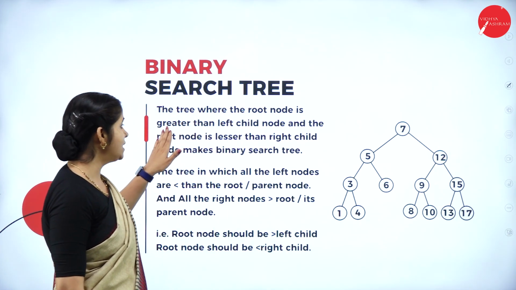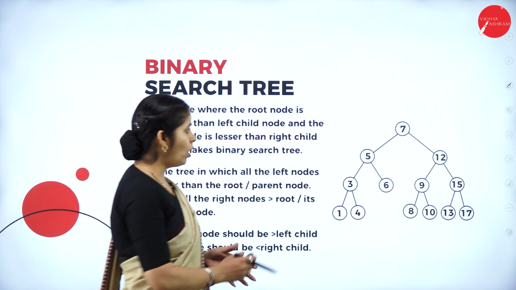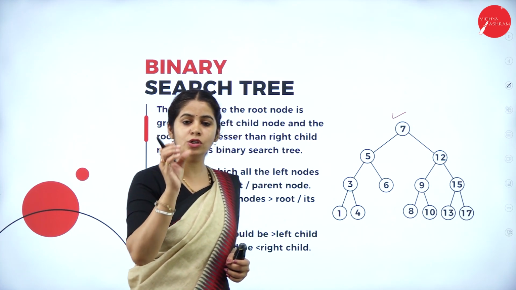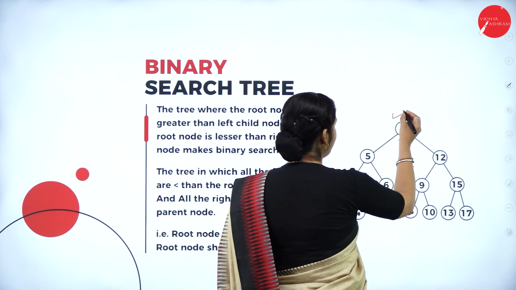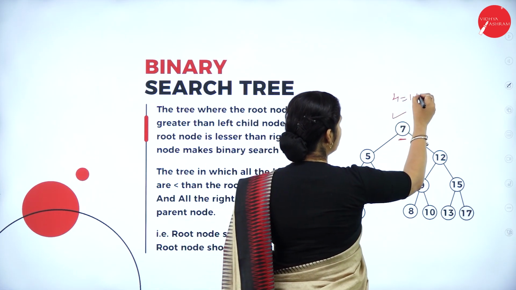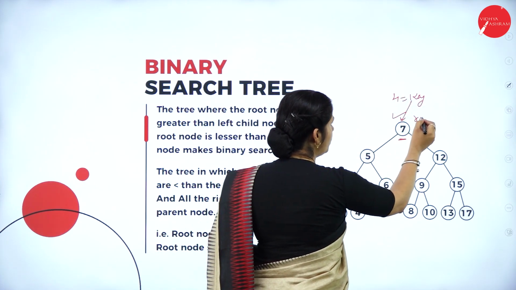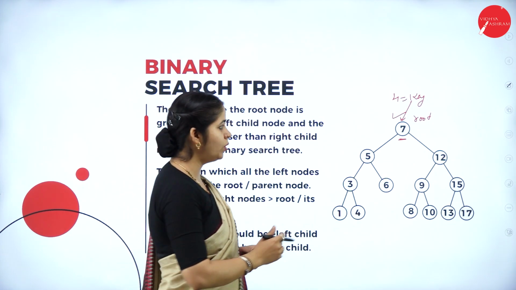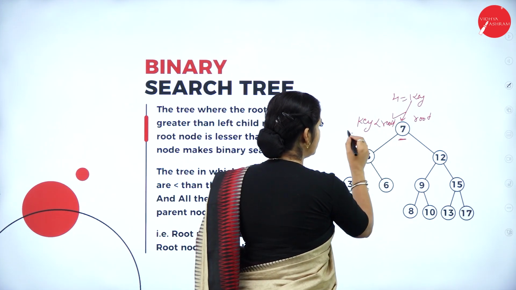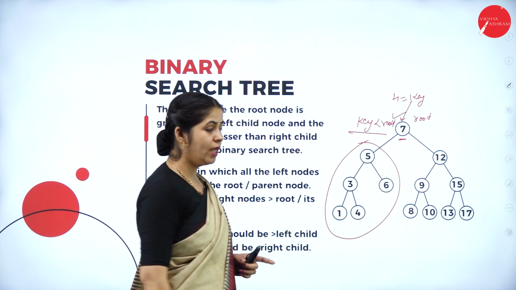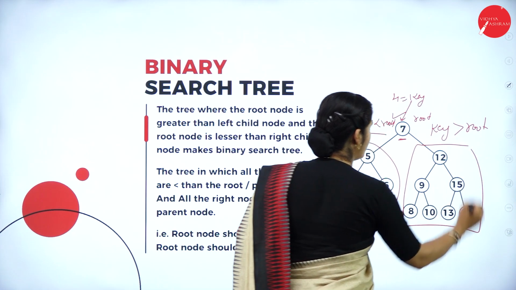The tree where the root node is greater than the left child and the root node is lesser than the right child. So whatever root node we consider, if we are searching for any particular element that is less than this root node, say we have to search 4, that is my key element. This key element is compared with the root element. If the key element is less than the root, then it will search in the left part of the root. If the key element is greater than the root, then it will search in the right part of the tree.